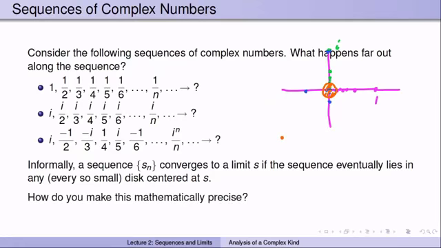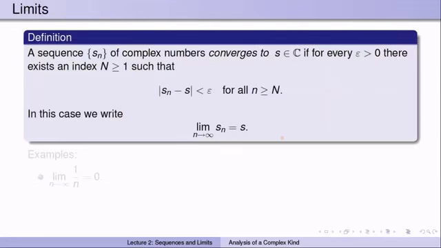How do you make this mathematically precise? We don't really need to have a mathematically precise notion, but I want to show you how to make this mathematically precise in case you're interested. So here's the actual definition. A sequence s_n of complex numbers converges to s, another complex number, if for every epsilon, this is going to describe the radius of that little disk we were talking about, there exists an index n, so a point in the sequence, from which on |s_n minus s| is less than epsilon.